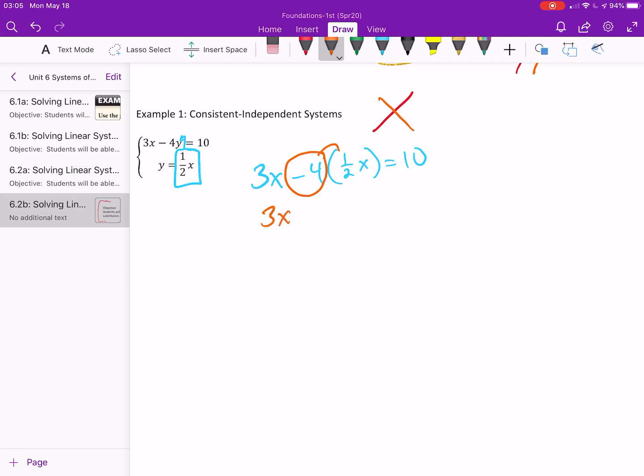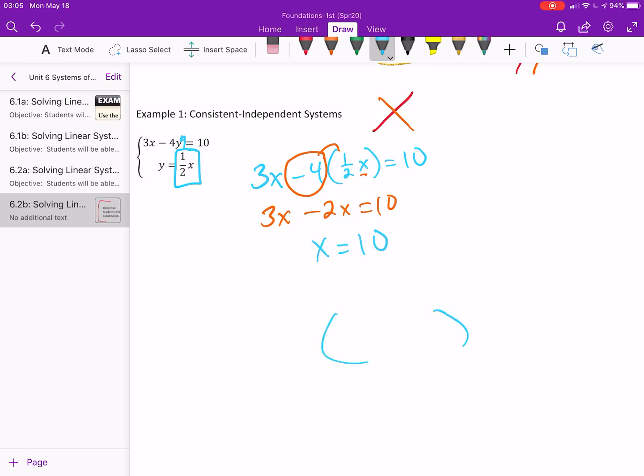So what is -4 times 1/2? What's 1/2 of -4? It's -2. And don't forget, we still have that x. So 3x minus 2x is equal to 10. And so then we'll just subtract these. 3x minus 2x is x. And so x is equal to 10.